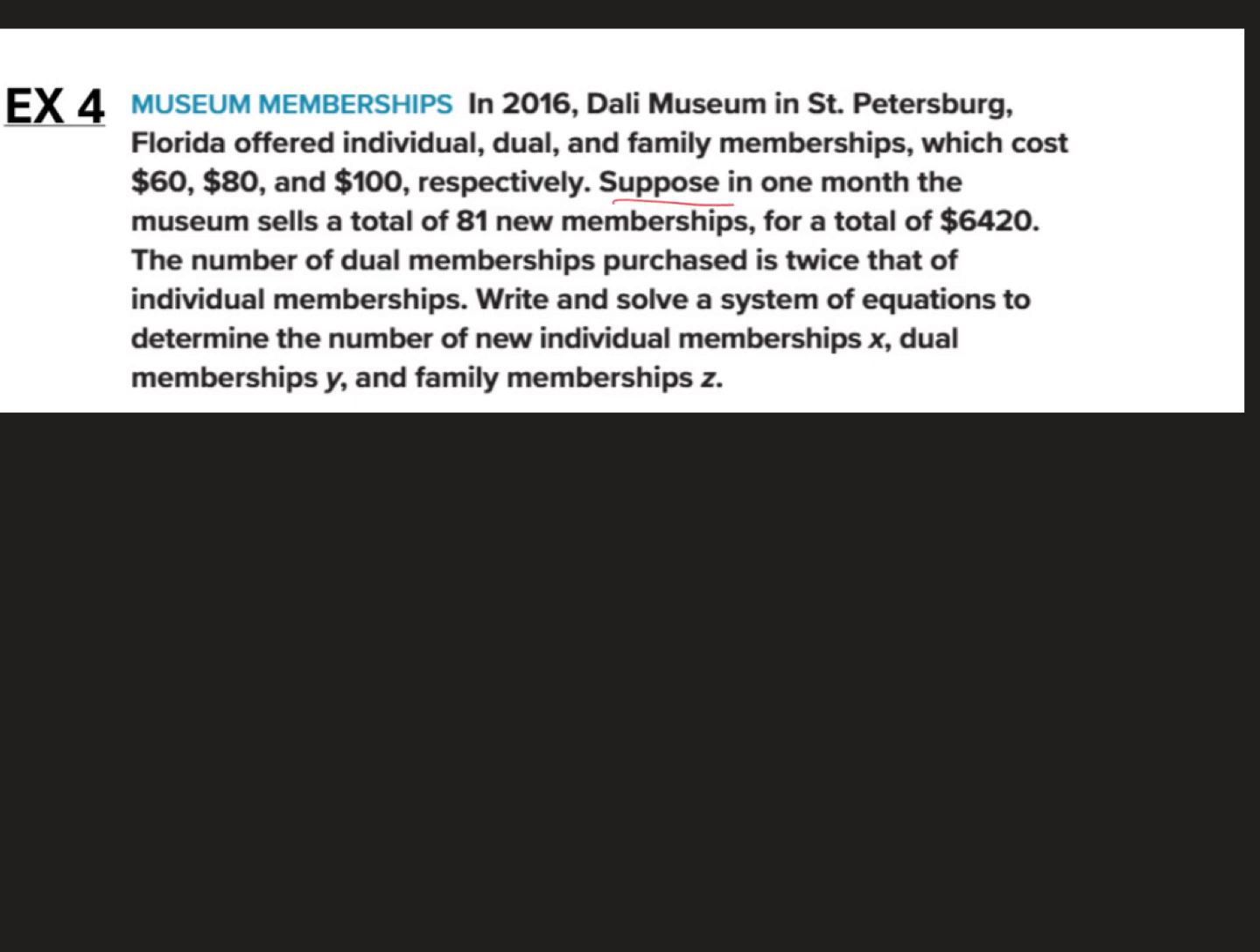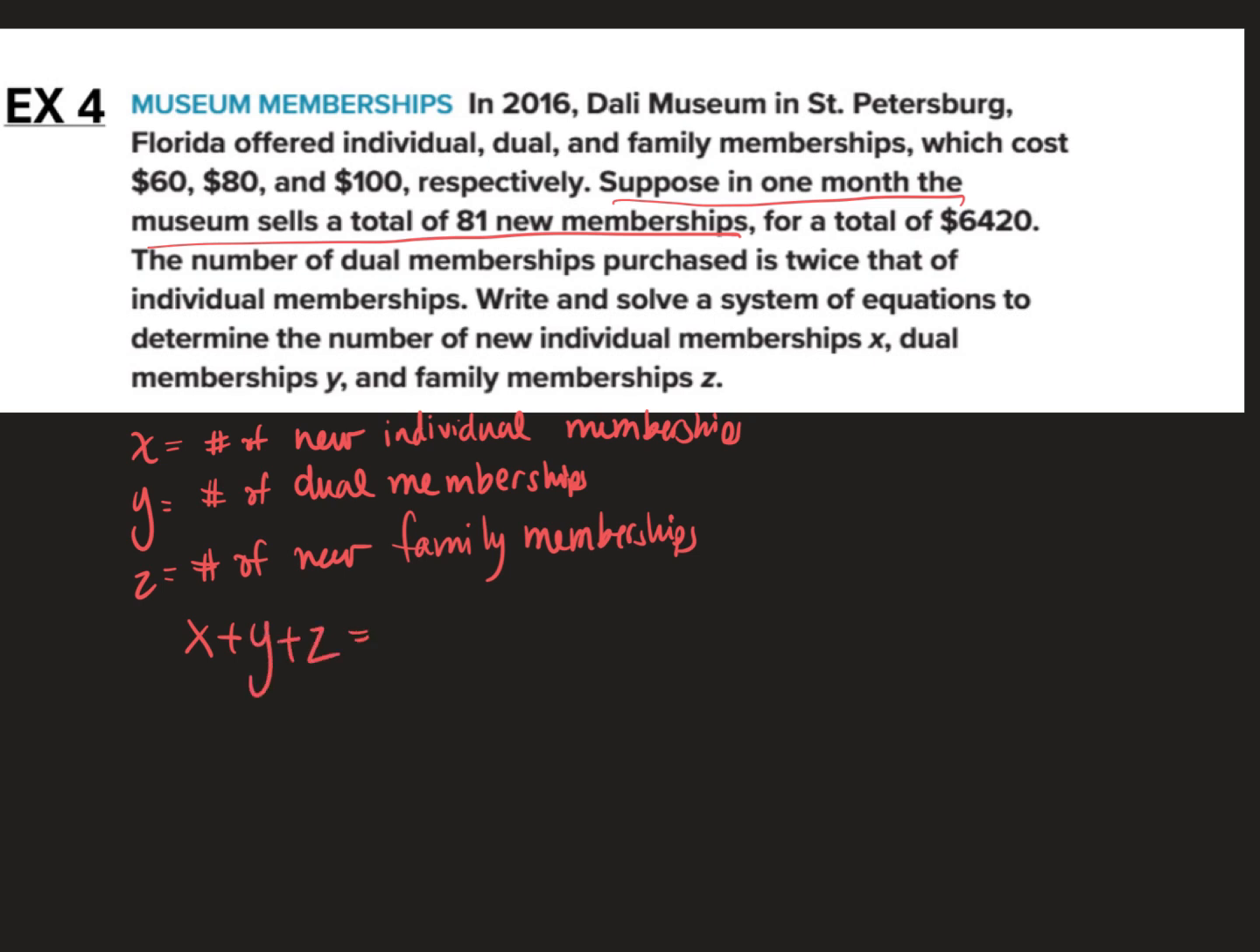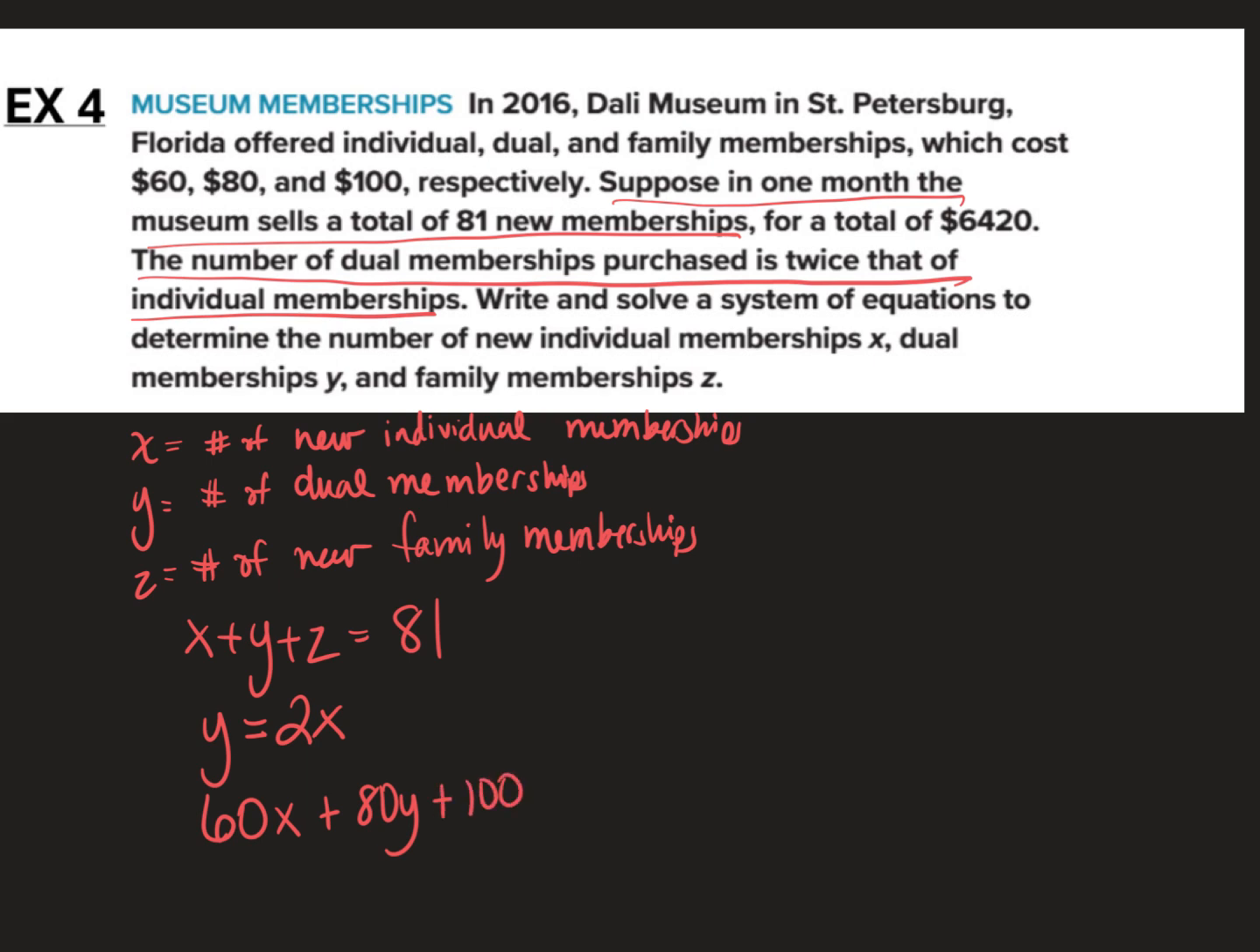So in 1 month, the museum sells a total of 81 new memberships. So total of 81 new memberships means you add them all together and you will get 81. It says the number of dual memberships purchased is twice that of individual memberships. So the number of dual memberships, which is y, is twice that of individual memberships. And then the last one, $60 times x plus $80 times y plus $100 times z equals 6,420.